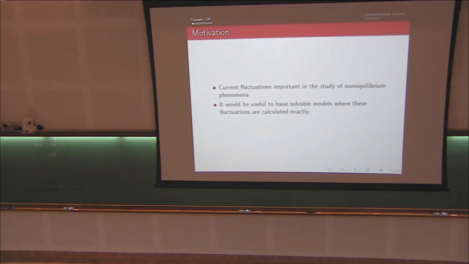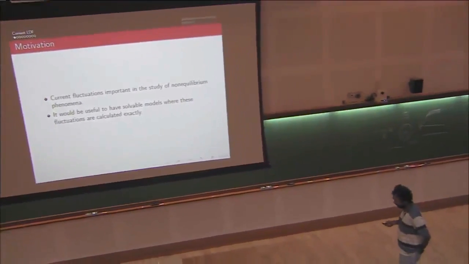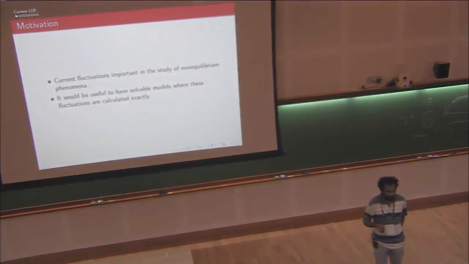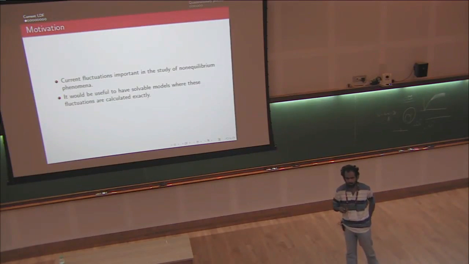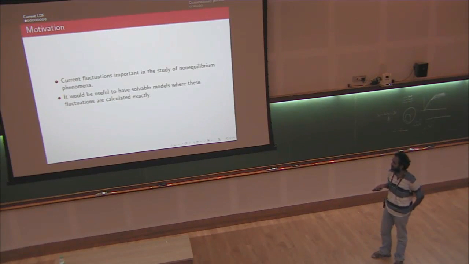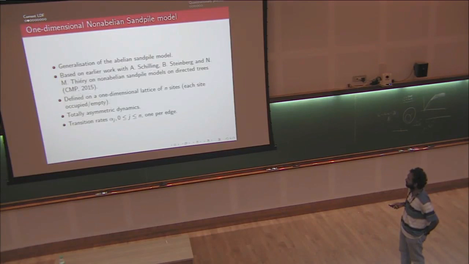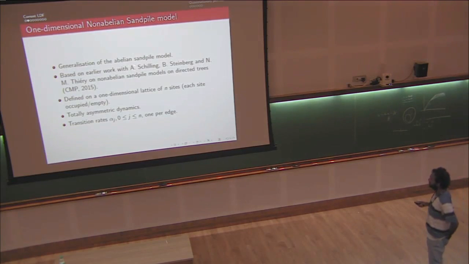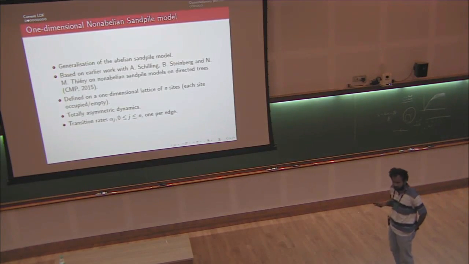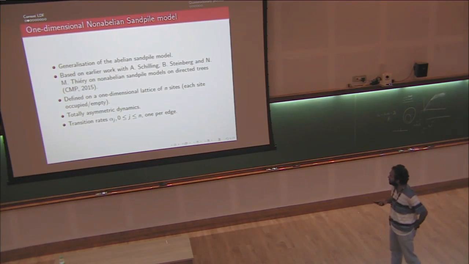As everybody who is interested in non-equilibrium physics knows, current fluctuations are extremely important in this business, and my point of view is that it would be useful to have exact results for certain classes of models to get some intuition. Not claiming that this will help solve anything fundamental, but it would be useful to have exactly solvable models. The model that I'm going to discuss is based on earlier work with collaborators on a non-abelian version of the abelian sandpile model, which many people here know very well.